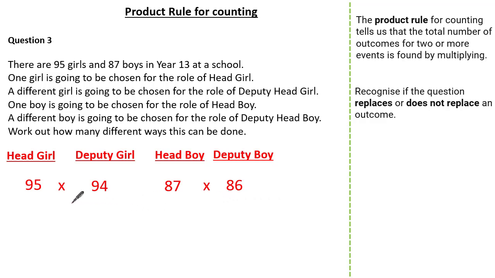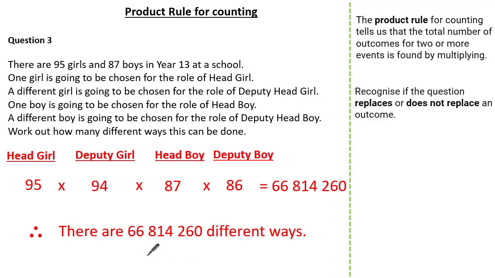So, for each combination of our head girl and deputy girl, there are this many combinations of our head boy and deputy boy. So therefore, we multiply them to give a total number of combinations. Therefore, we have 66,814,260 different ways of selecting a head girl, deputy girl, and head boy and deputy boy.